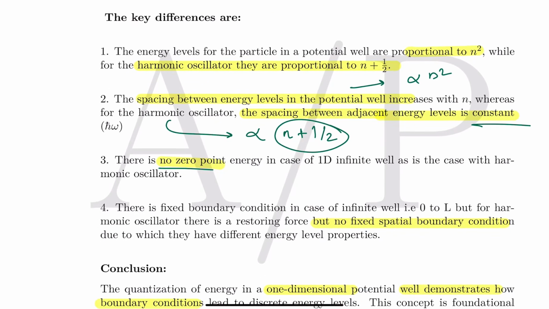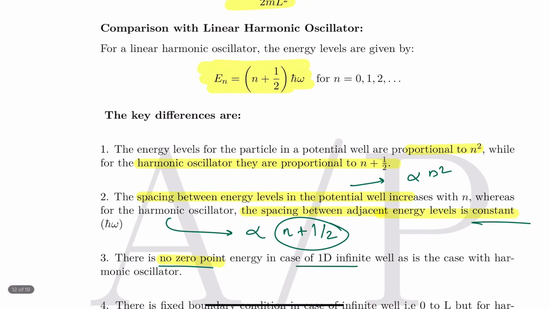And there is no zero point energy in the case of the one-dimensional infinite well, but that is not true for the harmonic oscillator, because in the harmonic oscillator, even when n is 0, you are still going to get energy as h bar omega by 2. This is what we call zero point energy.